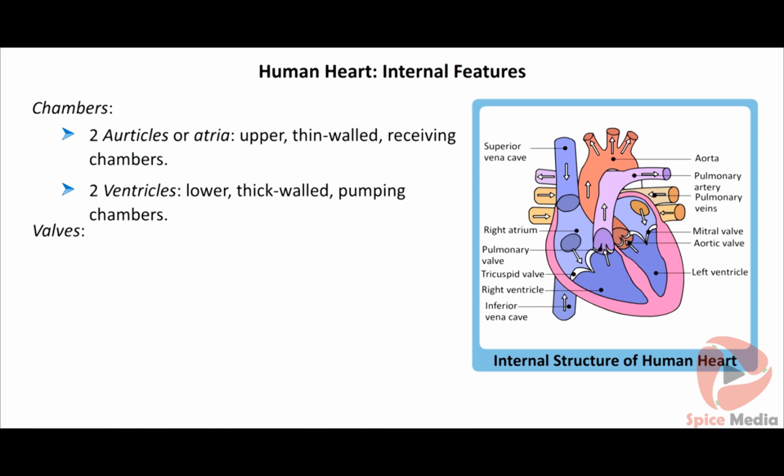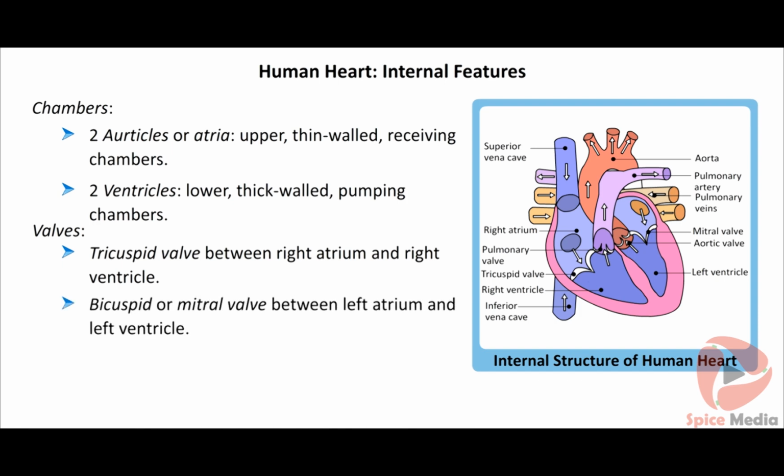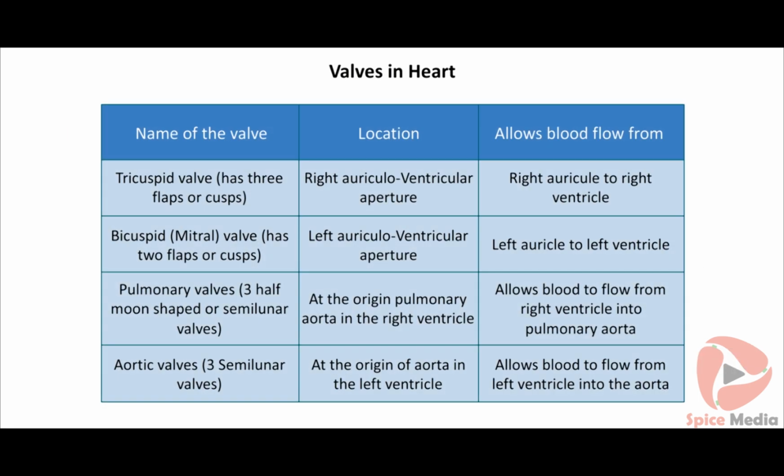Now, let us see the types of valves present at different regions of the heart. Tricuspid valve is present between right atrium and right ventricle. Bicuspid or mitral valve is present between left atrium and left ventricle. Semilunar valves are present at the base of aorta and pulmonary trunk. Look at the table showing the location and the role of different valves in the flow of blood.